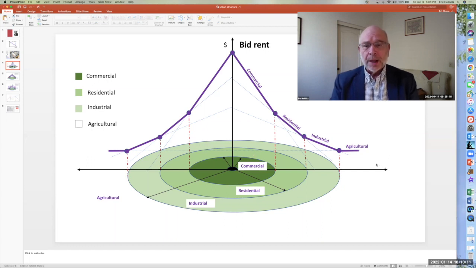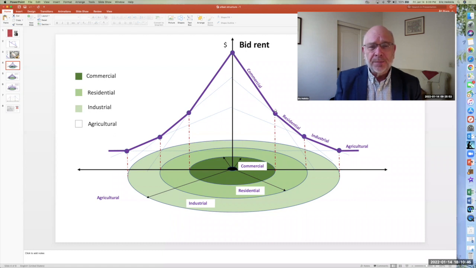So that means that for commercial uses, the marginal valuation of an increment of accessibility is higher than for the others. And so they're going to outbid residential uses and industrial uses. And the resulting formation is as shown here.